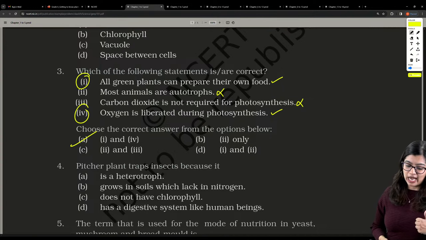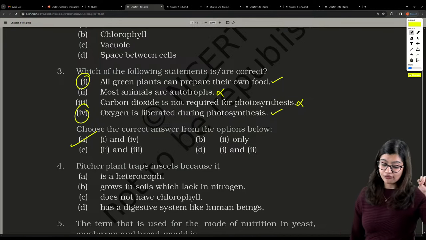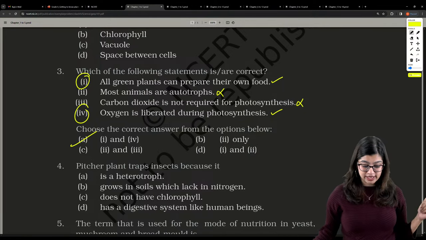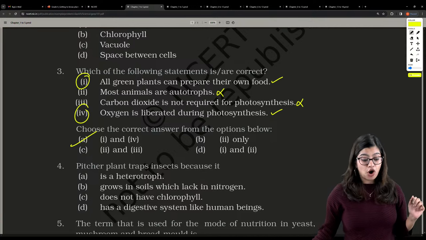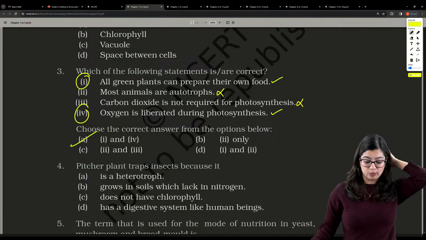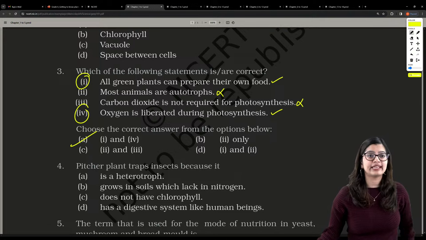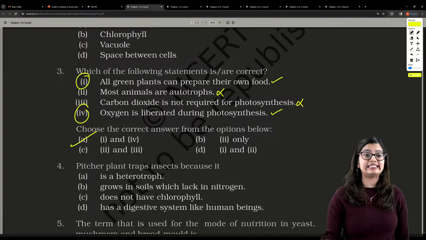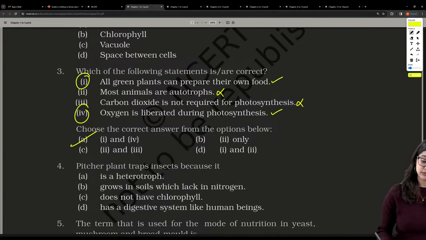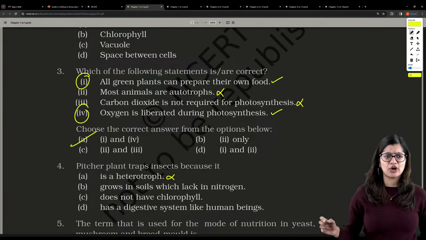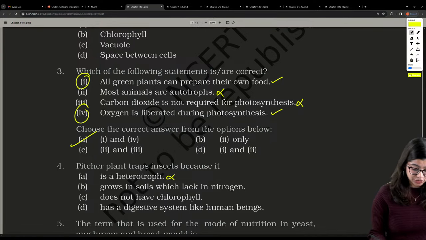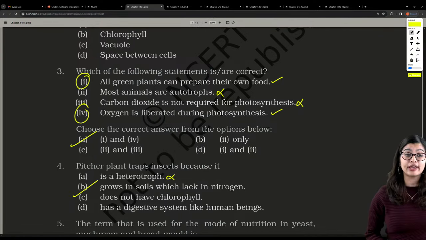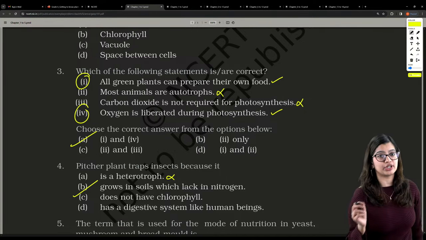Next up, a pitcher plant traps insects in it because of what? Because it is a heterotroph, because it grows in soil which lacks nitrogen, it does not have any chlorophyll, or it has digestive enzymes like humans. What is the answer? Is it a heterotroph? No, it is a partial autotroph or a partial heterotroph. But rather, it needs to trap insects because it grows in soil which lacks nitrogen. So the correct answer here is going to be option B.